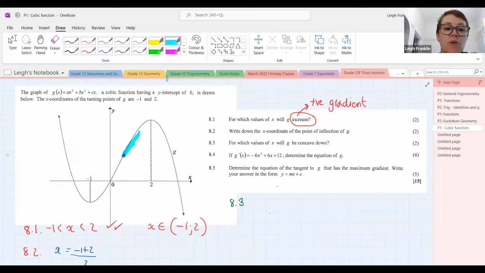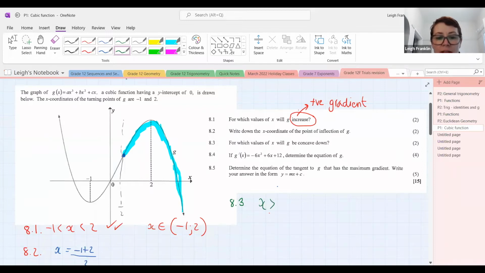So on this side over here, from the point of inflection onwards, where I'm coloring it in blue, the graph is now concave down. So in other words, you're quite right, Cabello, from this point onwards, where x is equal to 1/2, it is now going to be concave down. The correct way to set that out is to say where x is greater than 1/2.